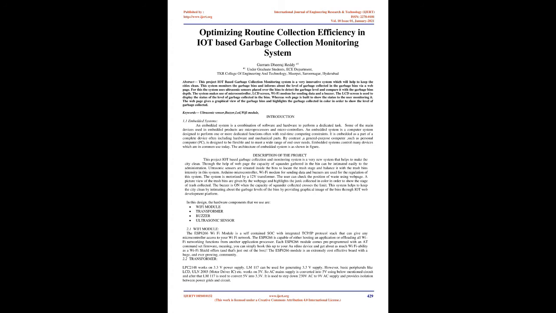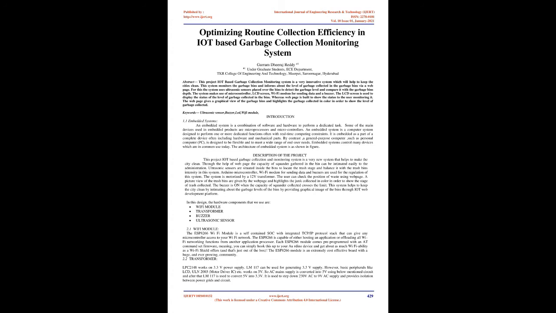An Arduino microcontroller, Wi-Fi modem for sending data, and buzzers are used for the regulation of this system. The system is powered by a 12V transformer. The user can check the position of waste using the web page. A picture view of the trash bins is given by the web page, and it highlights the junk collected in color in order to show the level of trash collected.